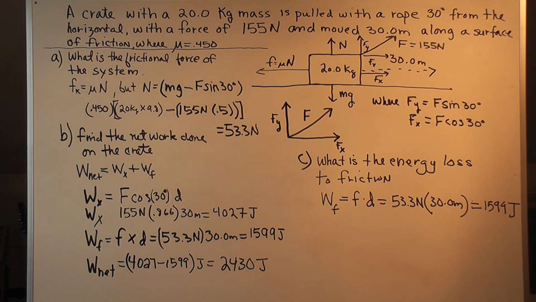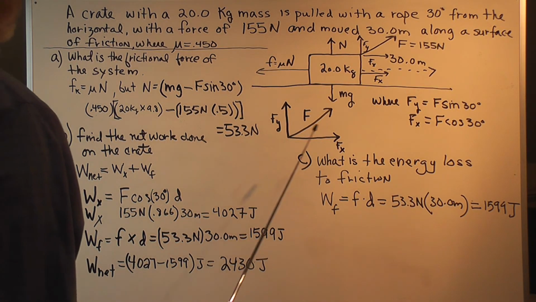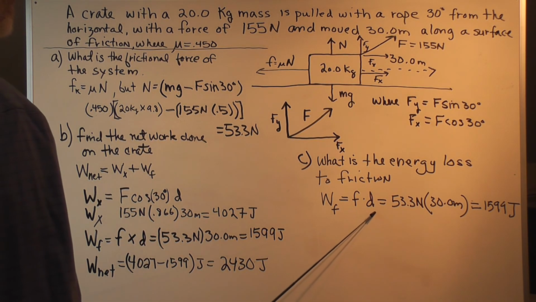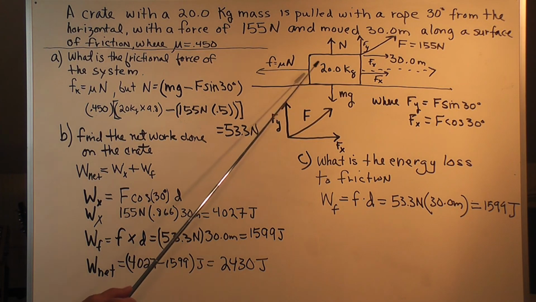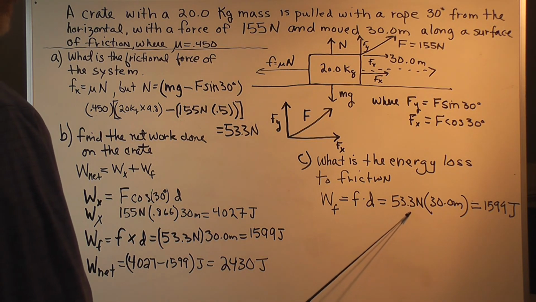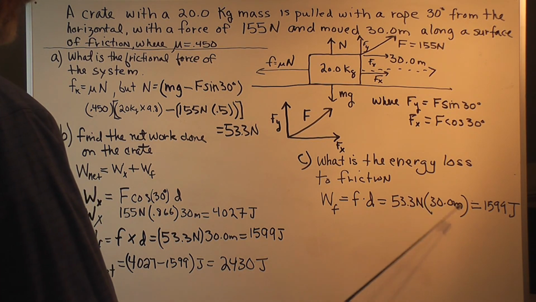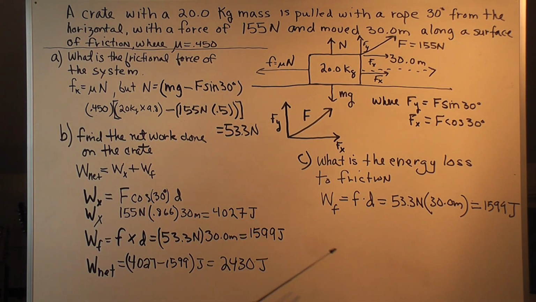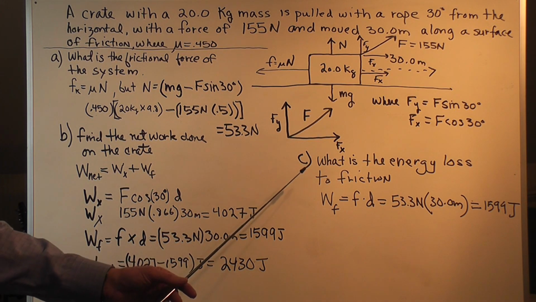So, C, what is the energy loss? Okay, well, we know all the energy is lost due to the frictional force, okay? So it's just basically taking that frictional force times the distance or displacement that the crate travels. And so we've already calculated the frictional force, 53.3 newtons, times the 30 meters, and we get 1,599 joules, which we actually calculated right here too. So by doing B, we answered question C.